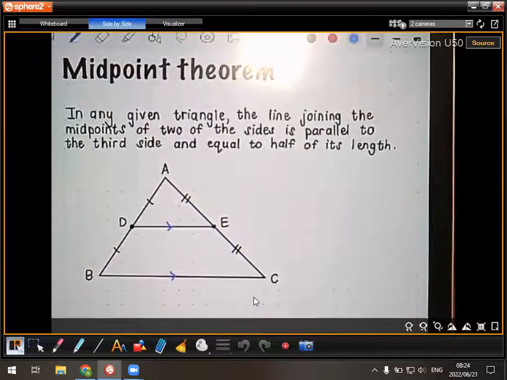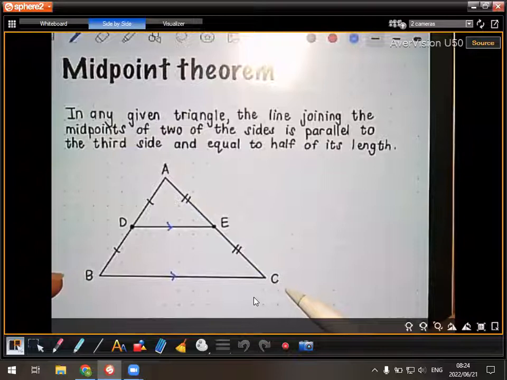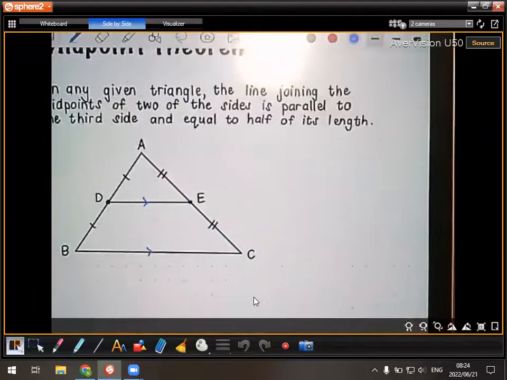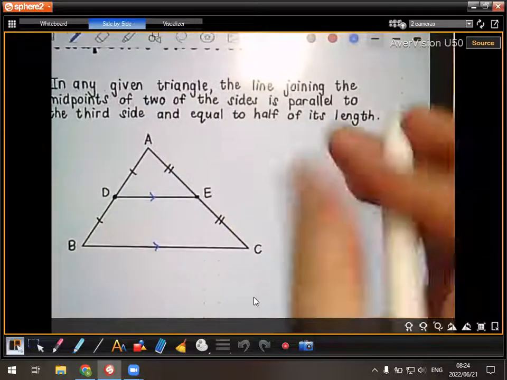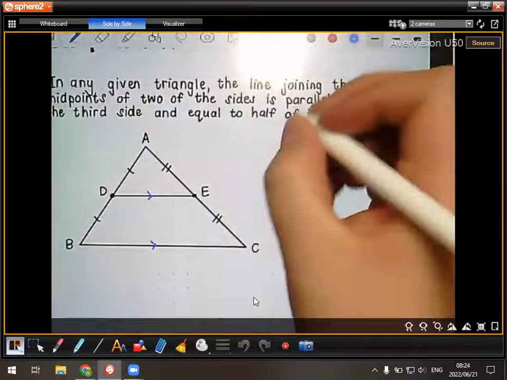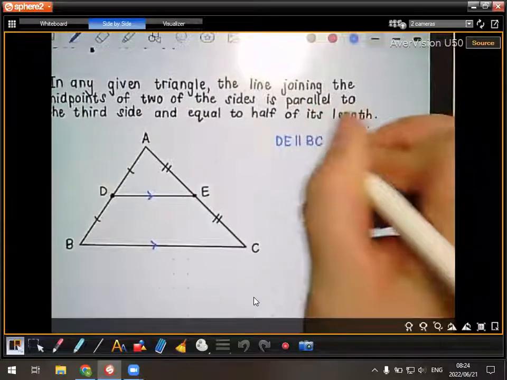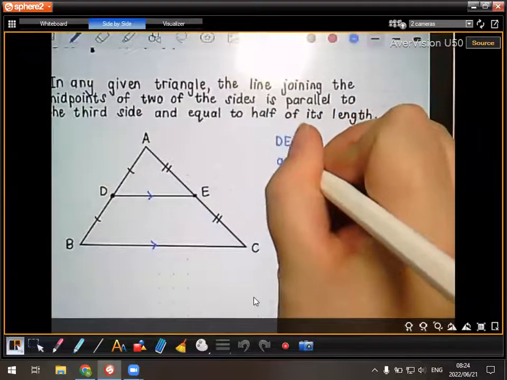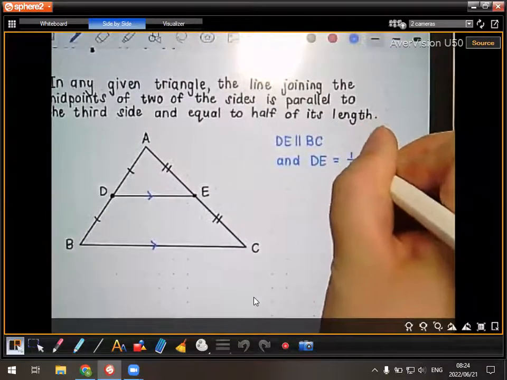Again, don't fill that in there. And it will also be equal to half of the length. So that means that DE, the actual length of this line, will be half the length of BC. Okay, so don't fill it in on the picture. Fill in that parallel there, and then let's also write it on the side here. So on the side we can write that DE is parallel to BC, and we also know that DE is going to be half the length of BC.